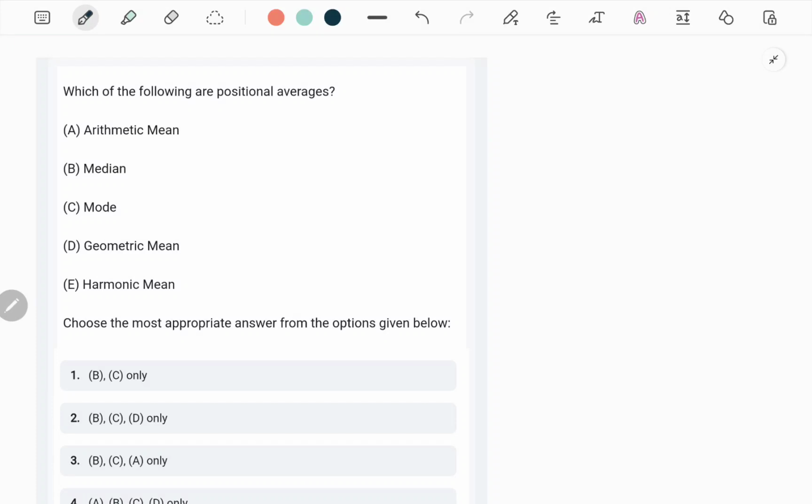Everyone. In this video, we will discuss some of the most commonly asked questions from the central tendency topic in entrance exams. Let's begin. The first question says which of the following are positional averages. As discussed, we certainly know that arithmetic mean is not a positional average, it is a numerical average. Median is a positional average and mode is also a positional average. Geometric mean and harmonic mean are numerical averages. So the correct option is B and C only.